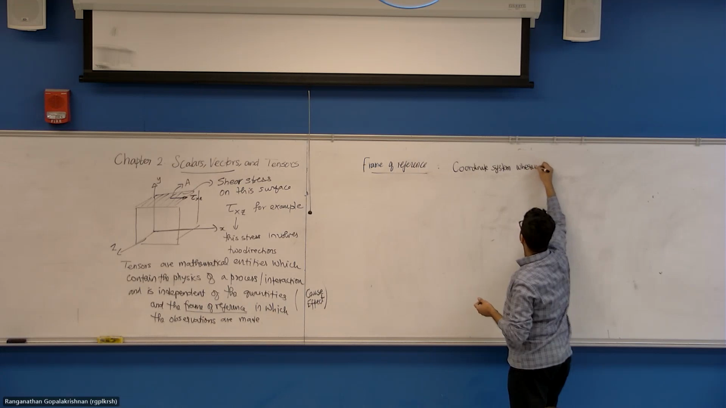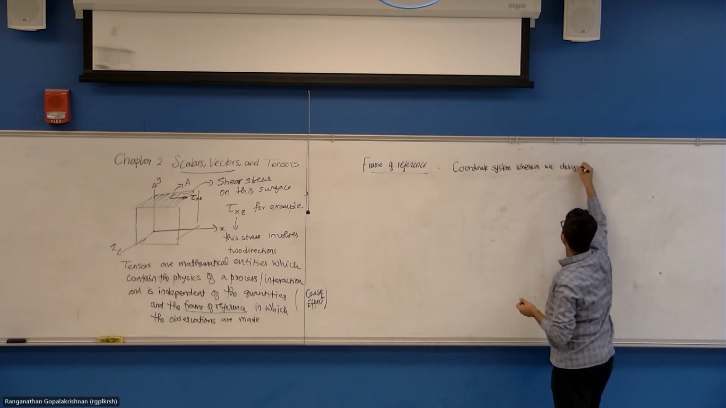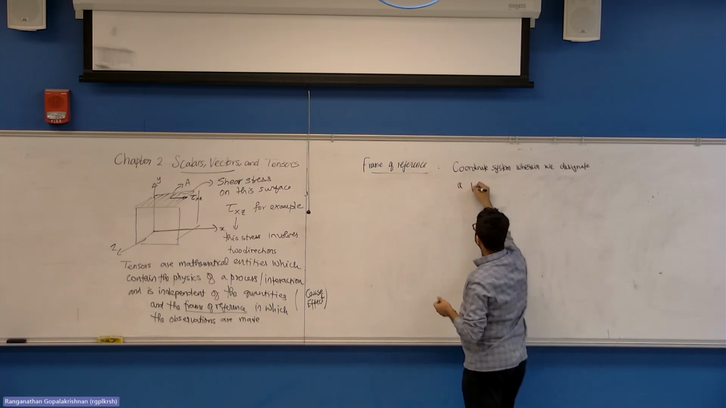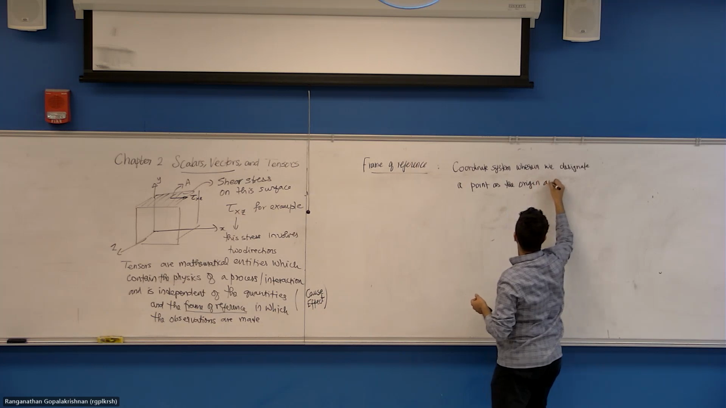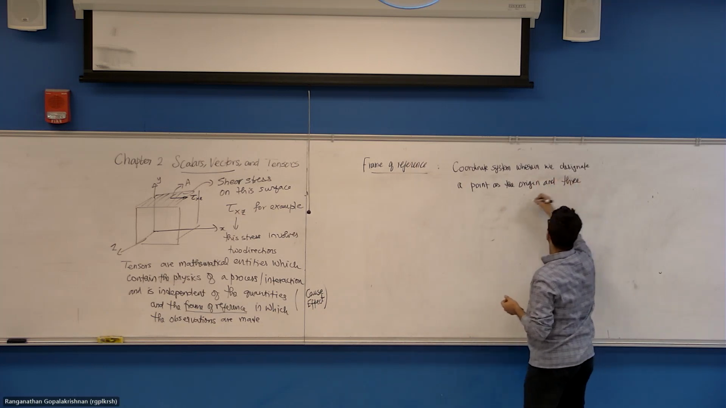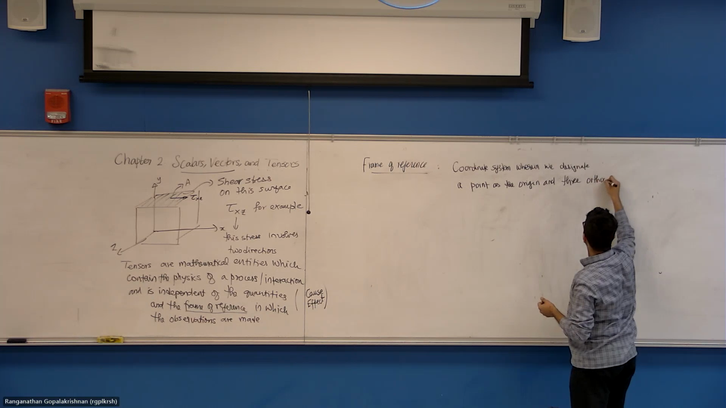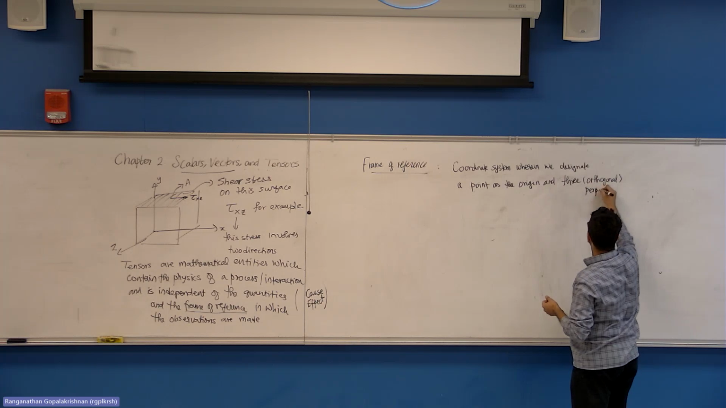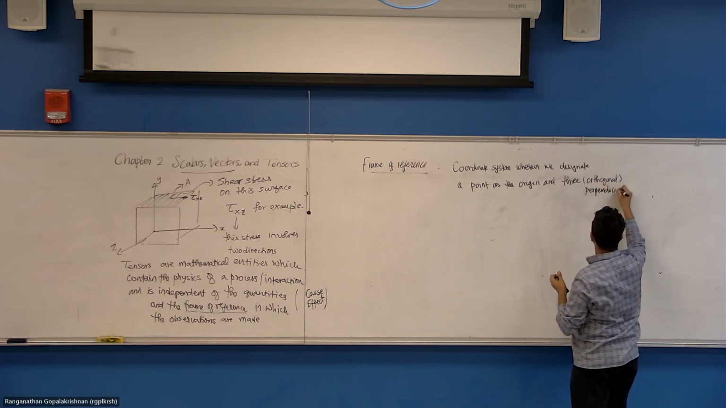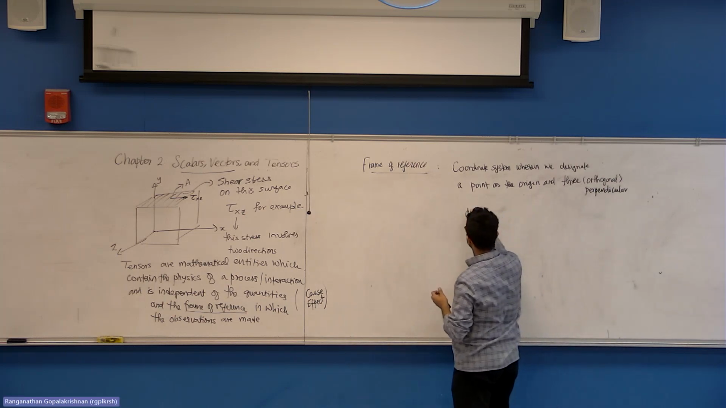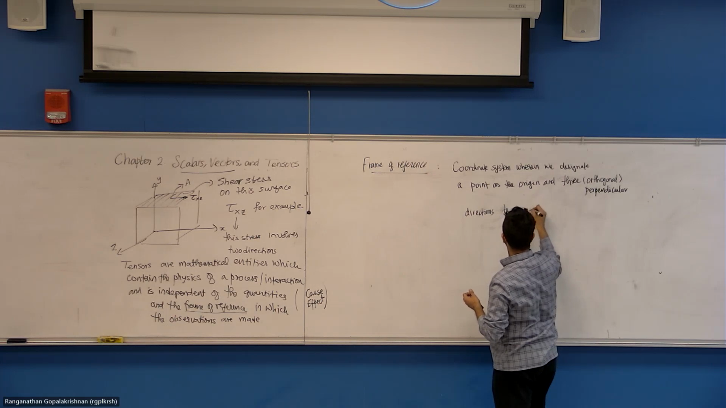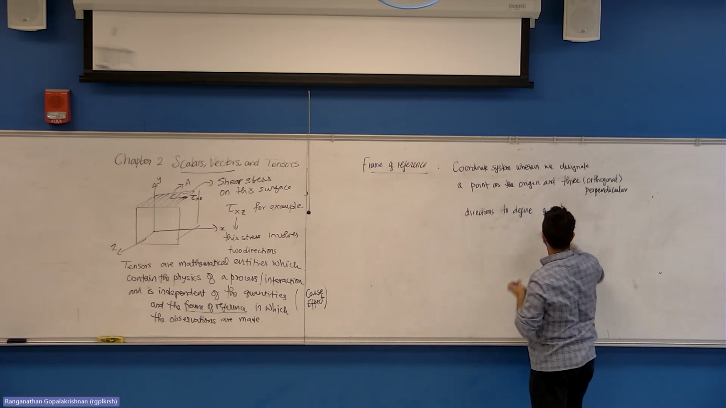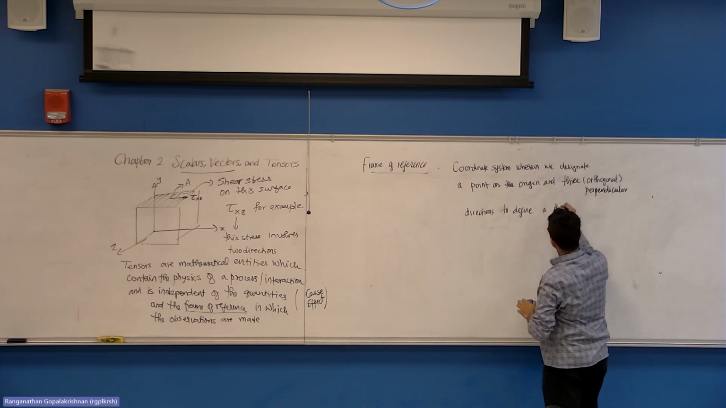wherein we designate a point as the origin and three orthogonal, or mutually perpendicular, directions to define a vector or to define a direction.